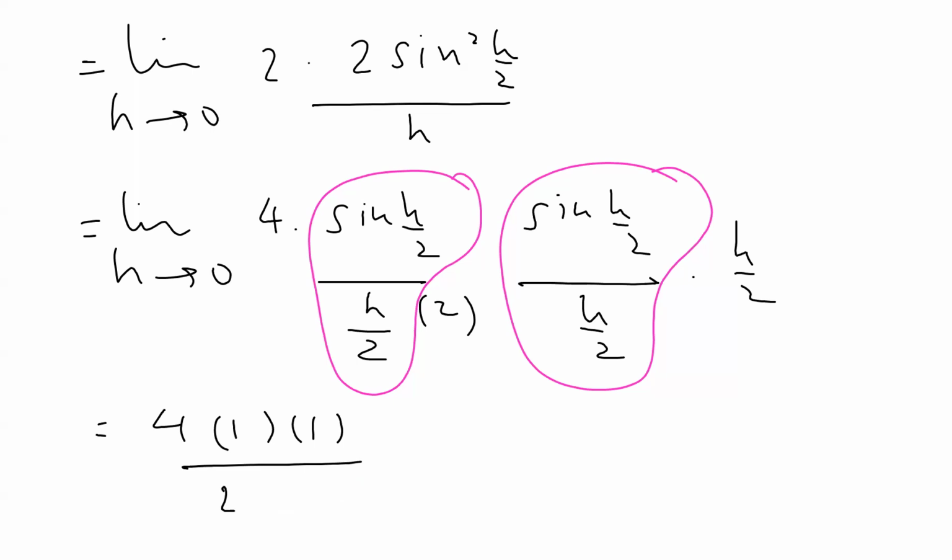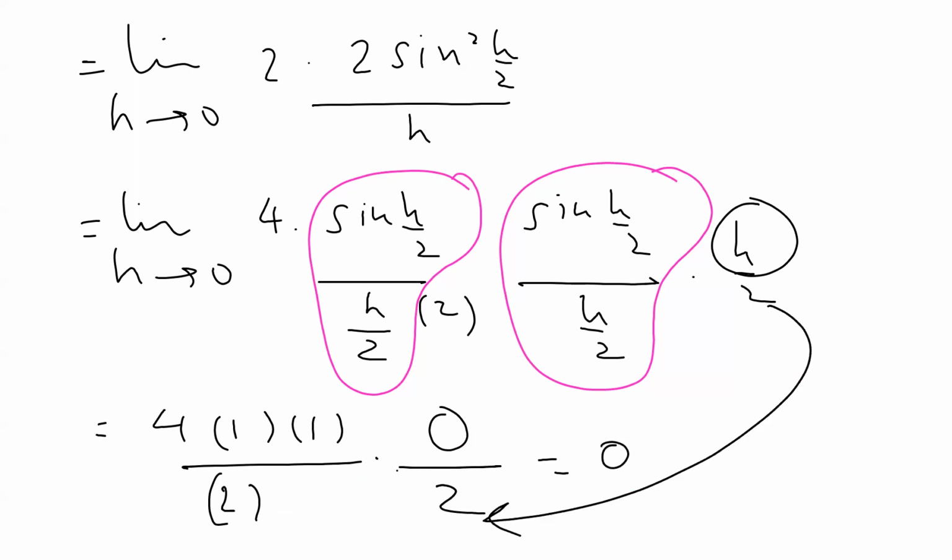Then this h is remaining. It did not get cancelled out with anything. So put the value of h as 0. We don't have any other option. And this 2 over here. So the answer is 0. Okay.